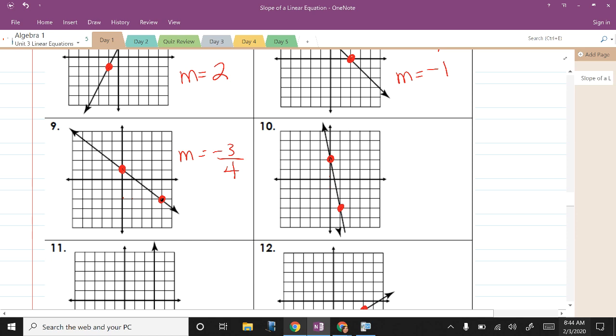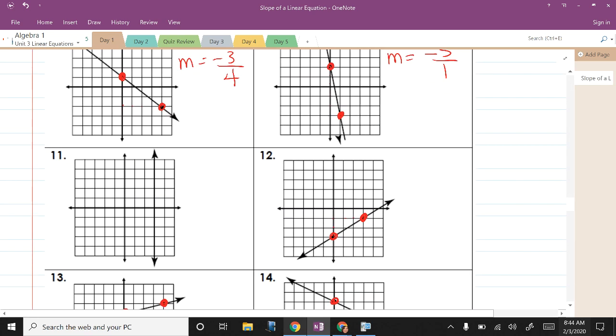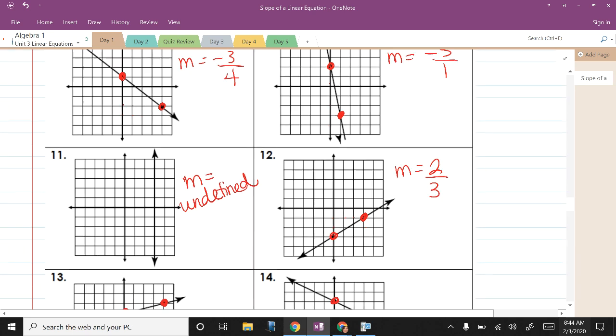Number 10, up or down? Down how many? And to the right. Raise your hand if you got -5 over 1 or -5 for number 10. Good job. Number 11, no brainer. What's the slope on number 11? Undefined. Memorize it. Vertical line is undefined. Number 12, up or down? Up how many? To the right how many? And that will not reduce. So raise your hand if you got 2/3 for number 12.